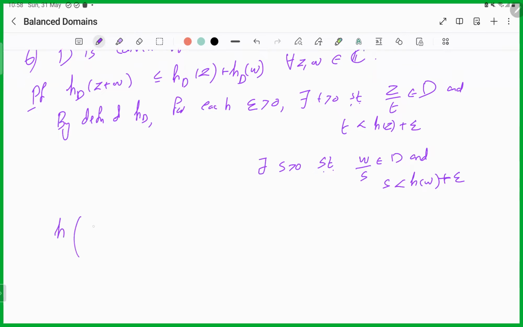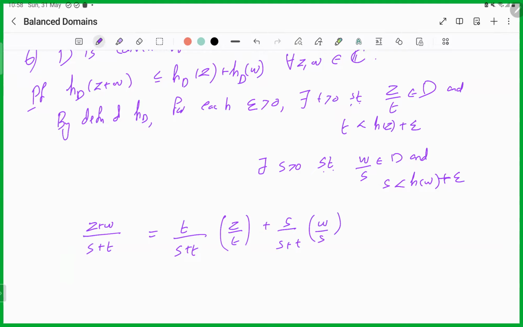Hence, we compute H of (Z plus W) by (s plus t). We can write this as t by (s plus t) times Z by t, plus s by (s plus t) times W by s. This is a convex combination. We already know that Z by t belongs to D and W by s belongs to D, so the convex combination also belongs to D.